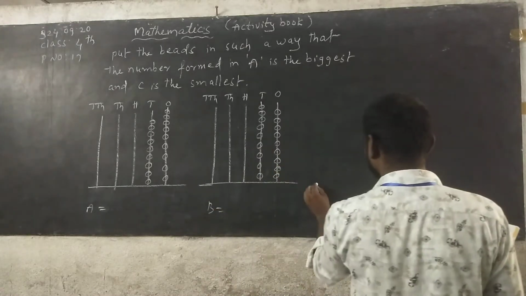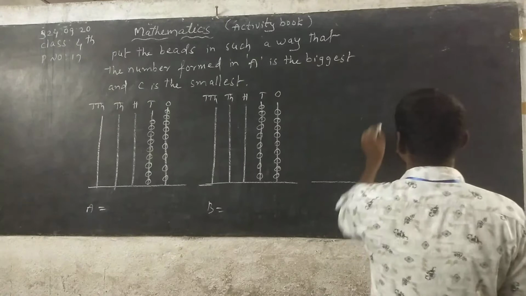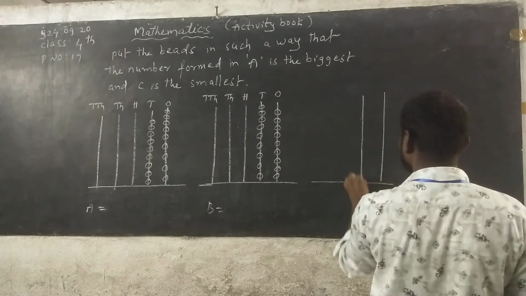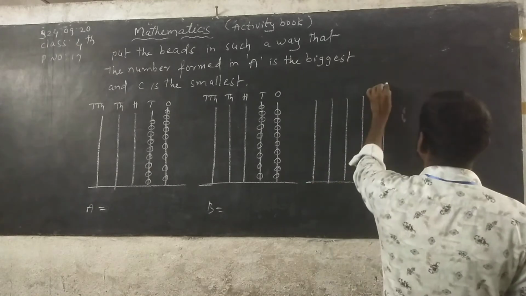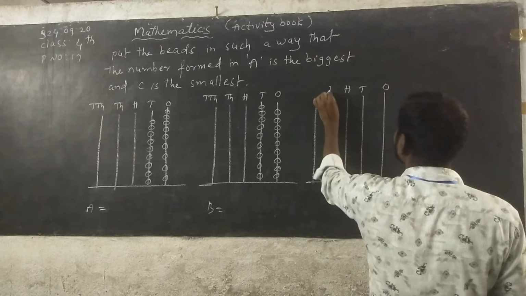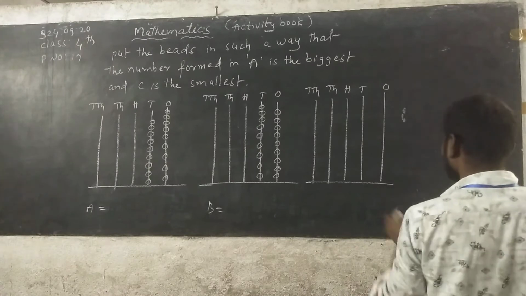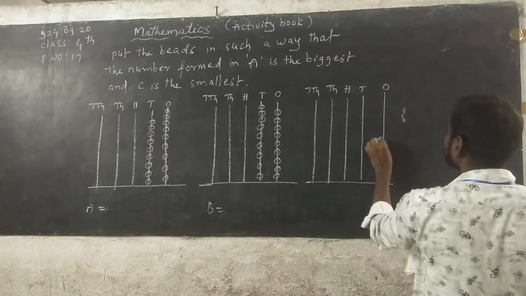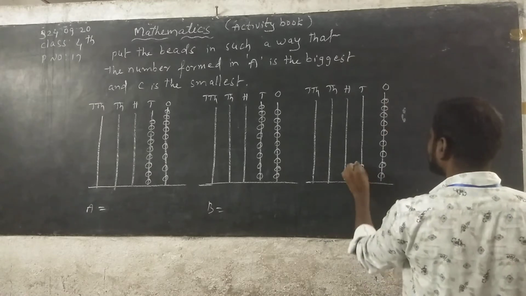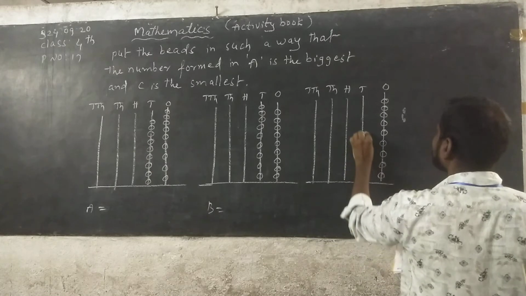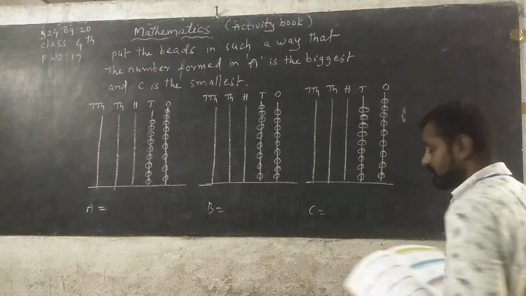Now next. The camera, see here. Ones, tens, hundreds, thousand, 10,000. Ones, tens, hundreds, thousand, 10,000. Here 9 beads. 1, 2, 3, 4, 5, 6, 7, 8, 9. Here 9 beads. 1, 2, 3, 4, 5, 6, 7, 8, 9. This is C. See here.